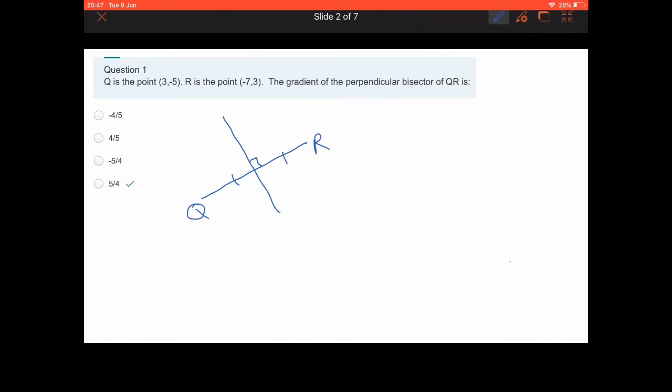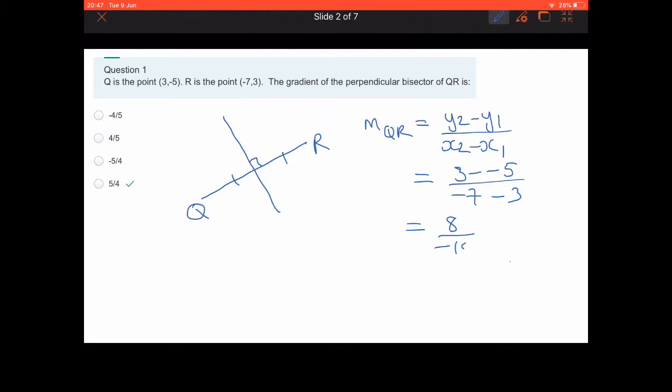So if we're looking for the gradient of this perpendicular bisector, first of all we're going to find the gradient of QR. We'll just use the gradient formula there. So we're going to have 3 subtract -5 and -7 subtract 3, which gives us 8 over -10, which is -4/5. Because we're looking for the gradient of the perpendicular bisector, we use the fact that m1 times m2 equals -1 for perpendicular lines.